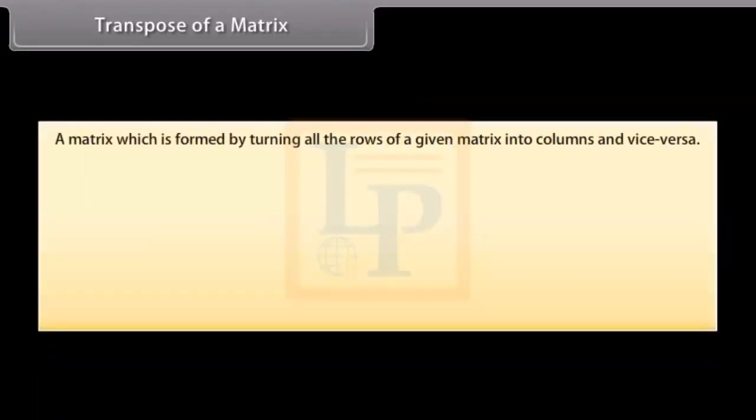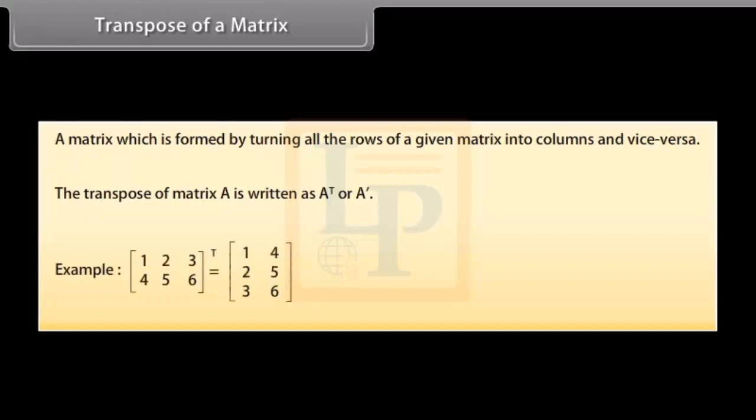Transpose of a matrix. A matrix which is formed by turning all the rows of a given matrix into columns and vice versa. The transpose of matrix A can be written as, for example, the transpose of the matrix row-wise, first row 1, 2, 3, second row 4, 5, 6, is the matrix row-wise, first row 1, 4, second row 2, 5, third row 3, 6.